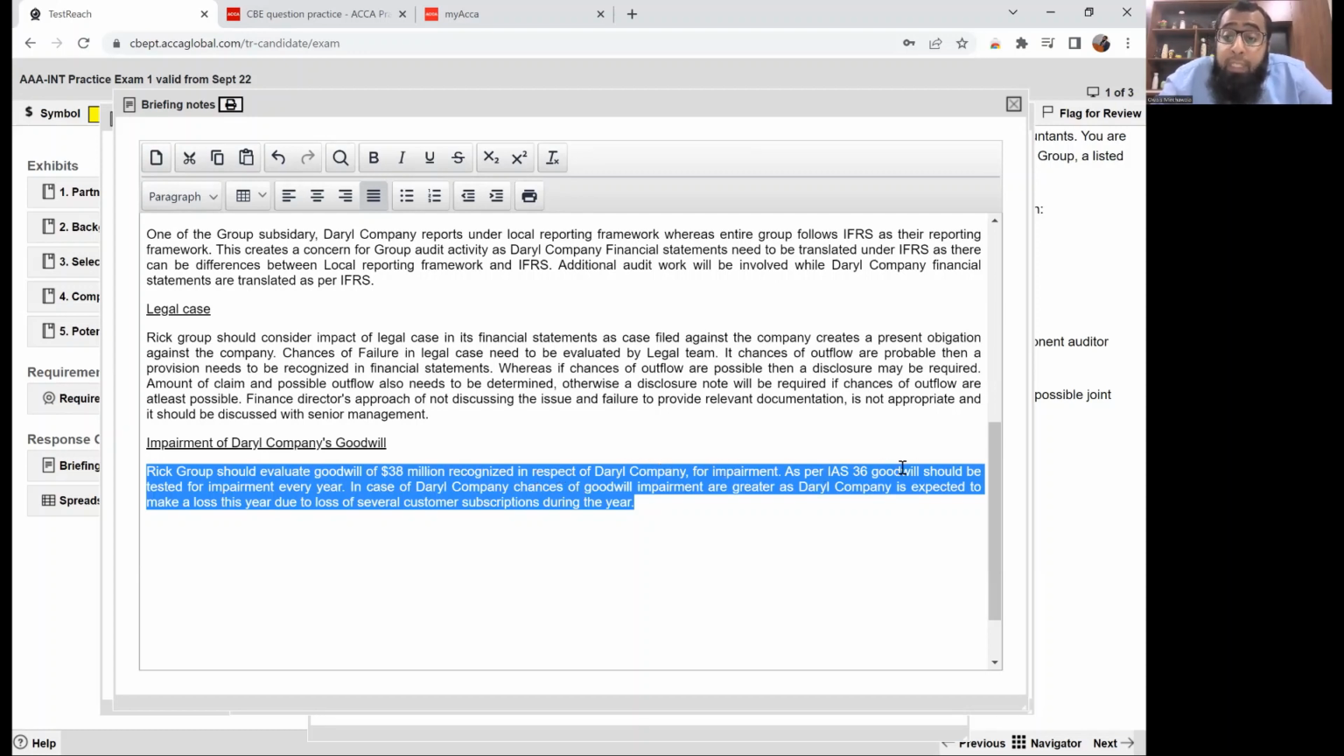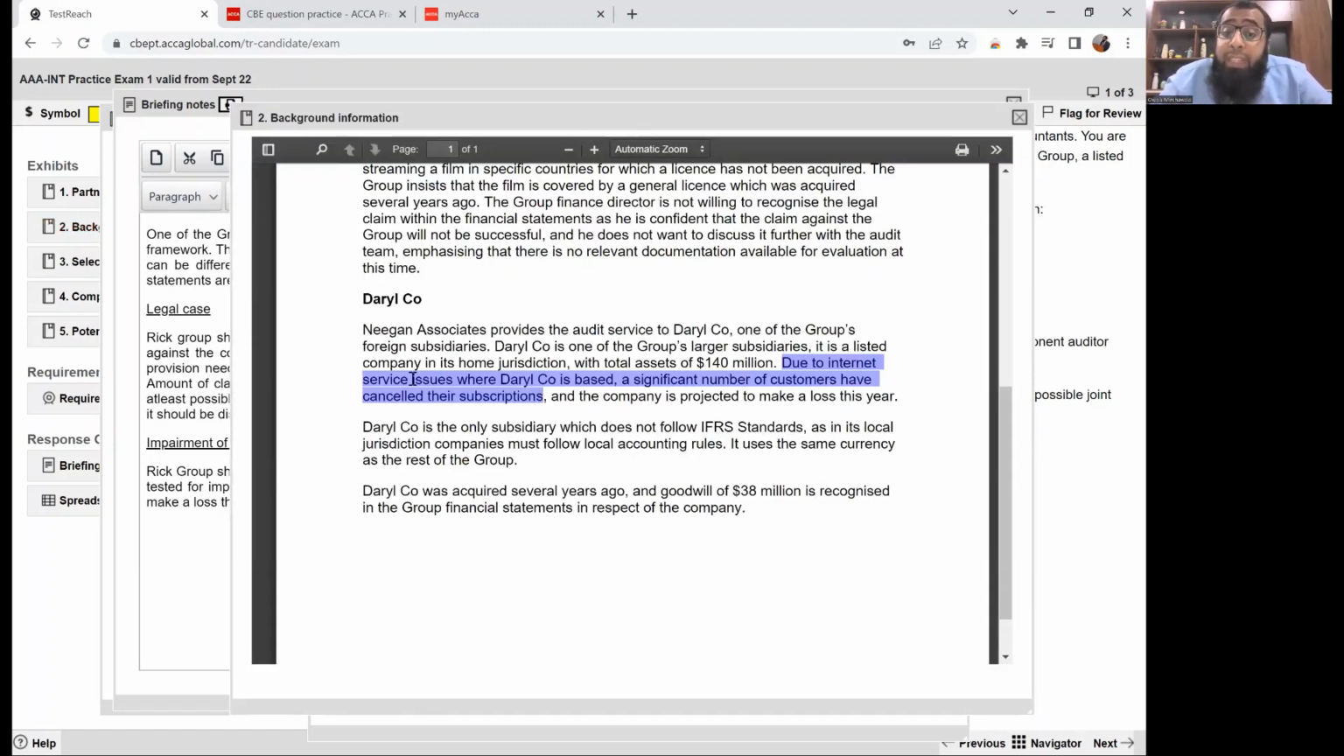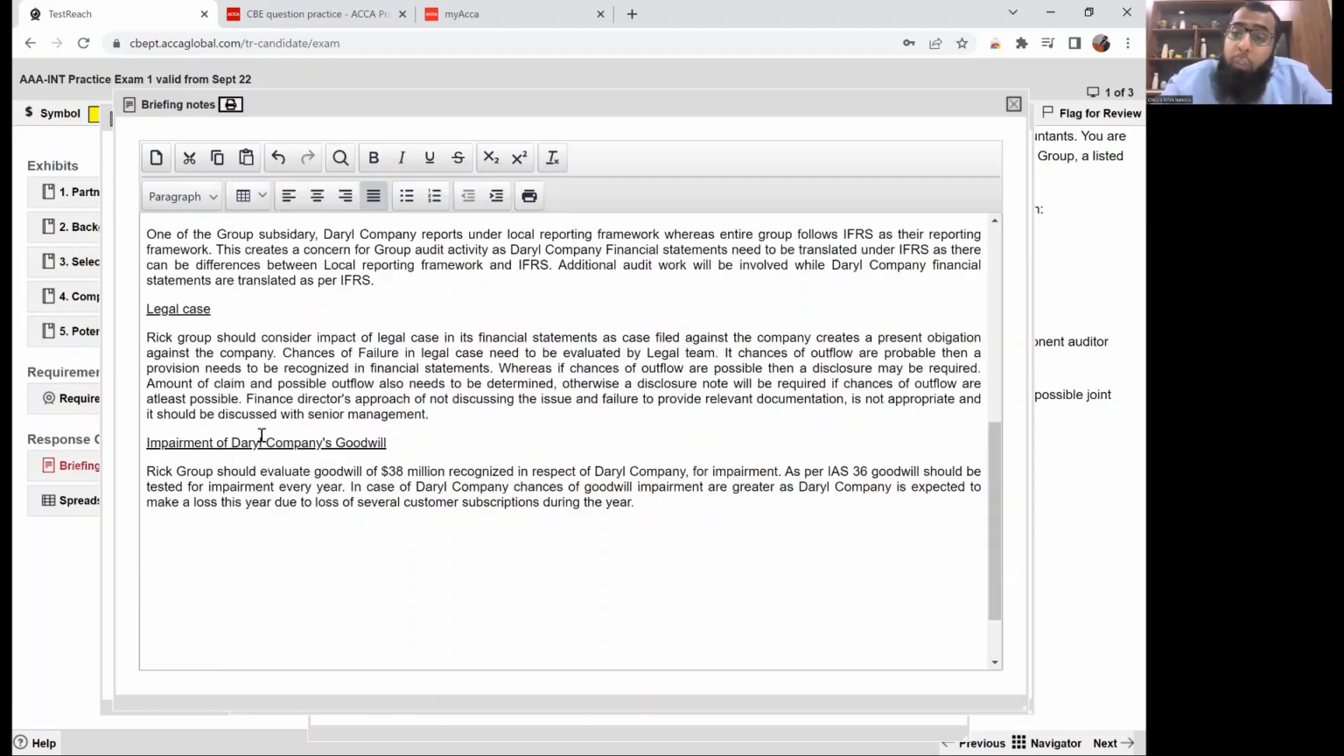As per IAS 36, goodwill should be tested for impairment every year because this is one of the assets which is not depreciated or amortized. In case of Darrell Company, chances of goodwill impairment are greater as Darrell Company is expected to make a loss this year due to loss of several customer subscriptions during the year because of those internet issues, as it is written in the question, due to internet service issues. Okay, so if you want, you can write it here because of internet service issues. Okay, now apparently this goodwill impairment review is not done.